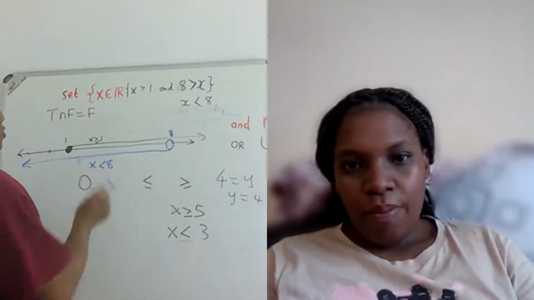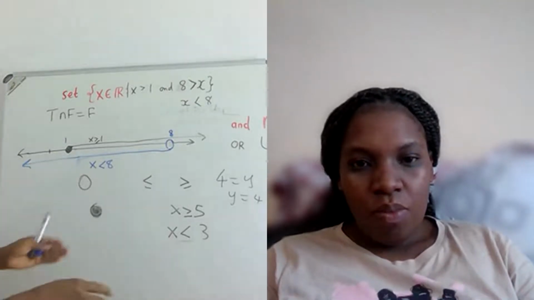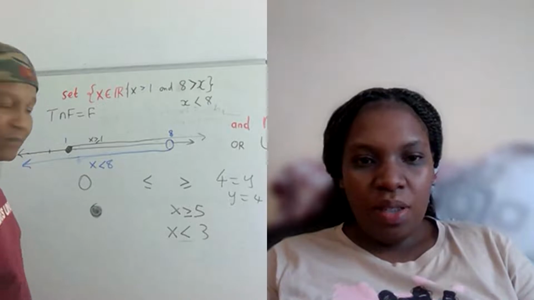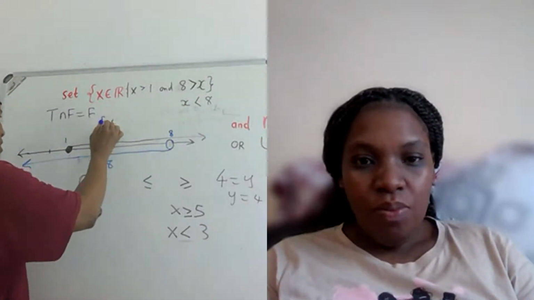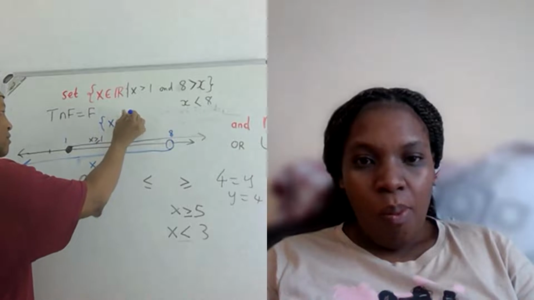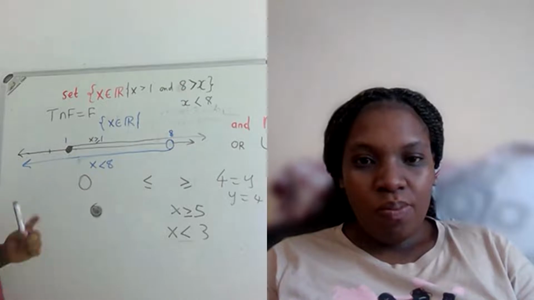What is the final answer now? It's going to be from 1, because we intersect. Where do they intersect, Mpumi? From where to where do they intersect? From 1 to 8. Okay, now we're going to say x is an element of the real numbers. Now, how are we going to write it here? From 1 to 8, right?